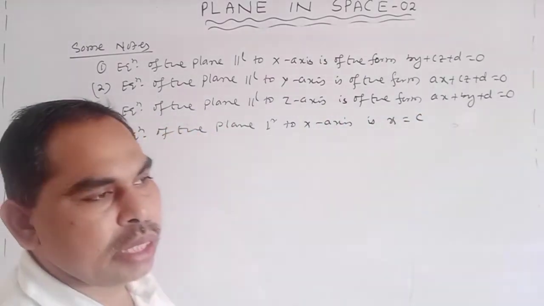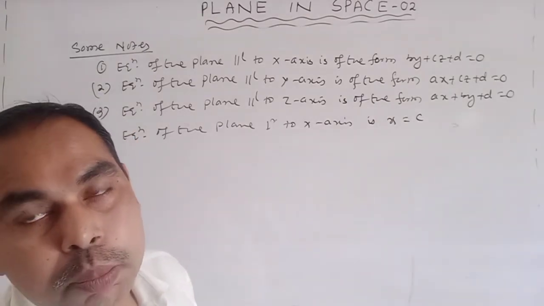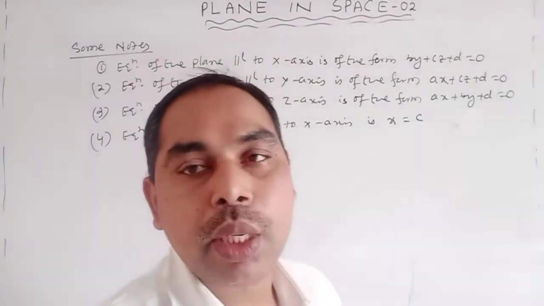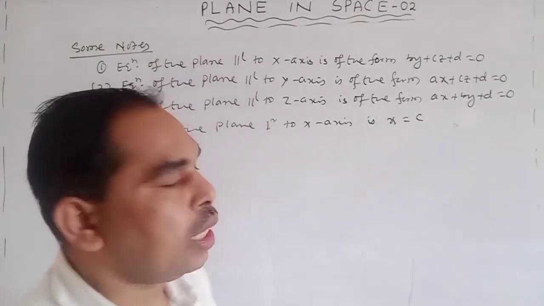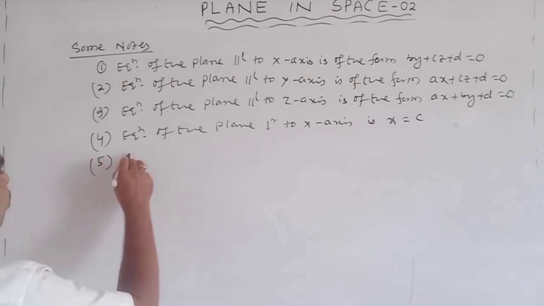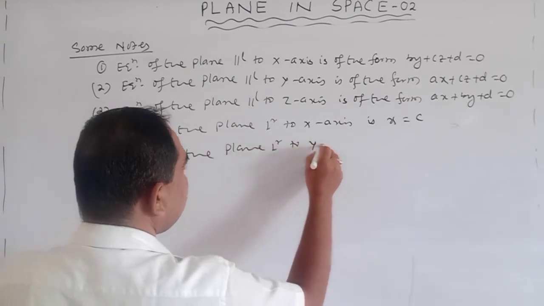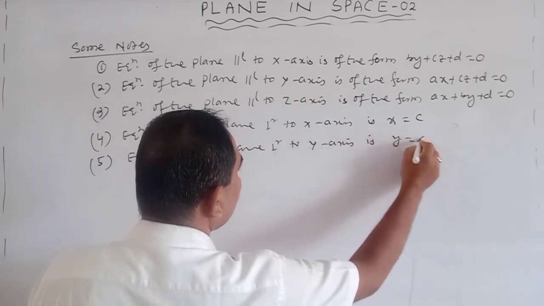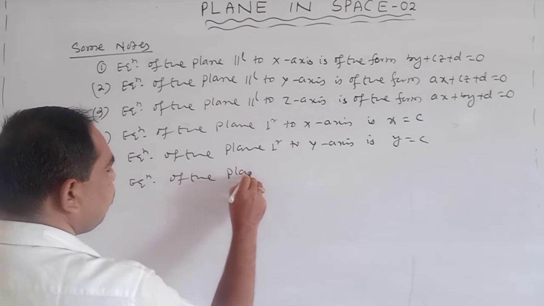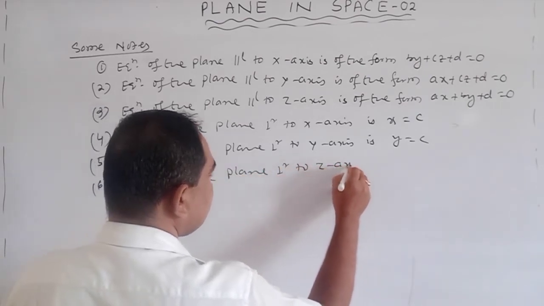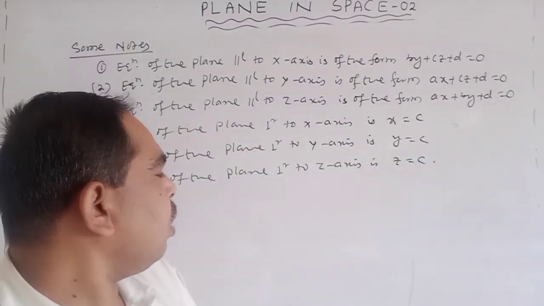Perpendicular to x axis means the yz plane is perpendicular to x axis. So the equation of the yz plane means x is equal to 0. So parallel to the yz plane means x is equal to constant. Next, five: the equation of the plane perpendicular to y axis is y equal to constant. Six: the equation of the plane perpendicular to z axis is z is equal to constant. Remember this, we will solve problems using it.